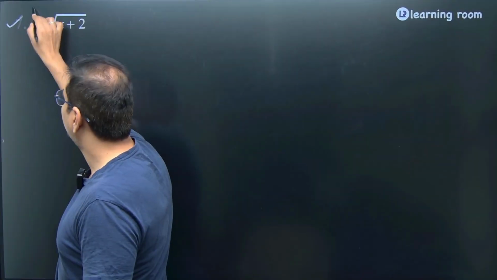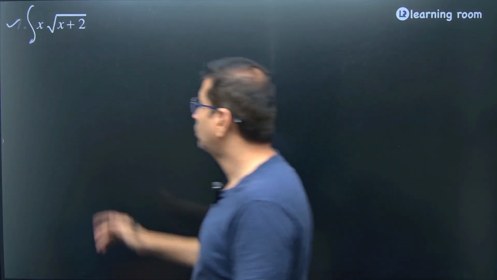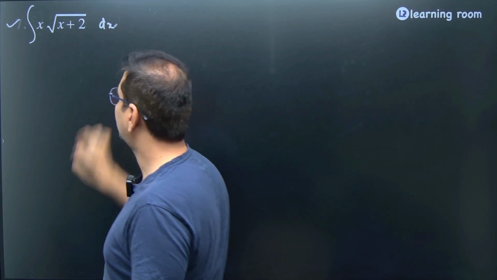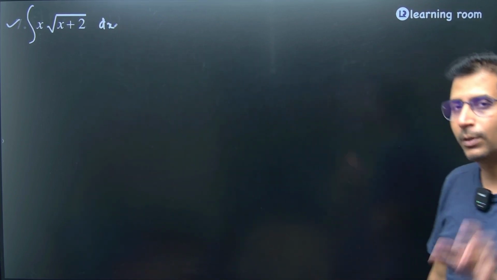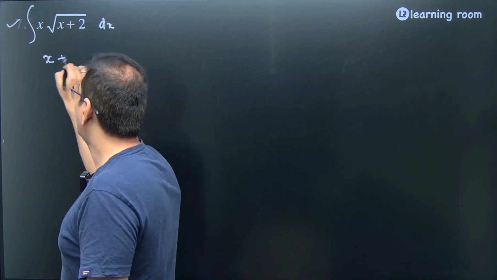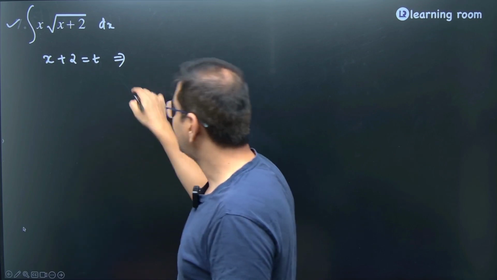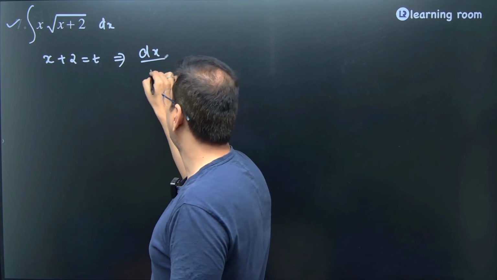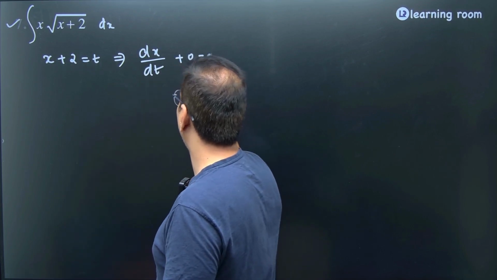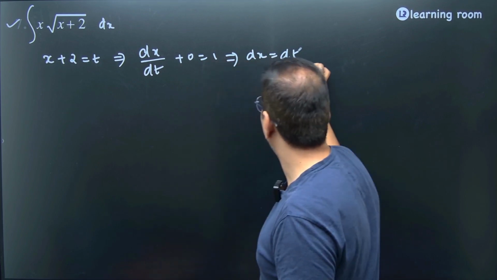Now, the seventh problem is the integral of x times the square root of x plus 2 dx. Like I told you in the previous problem, whatever the function inside the square root, we'll substitute it as t. So here, if you take x plus 2 as t, differentiating on both sides with respect to t, we get dx by dt plus 0 is equal to 1, which implies dx is equal to dt.